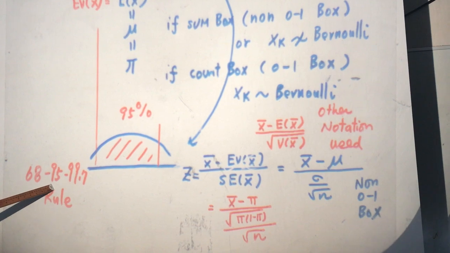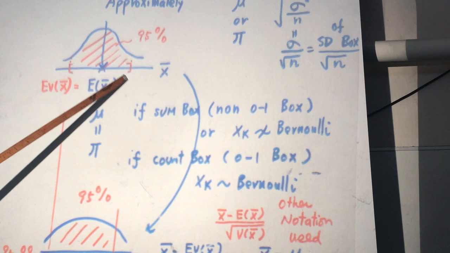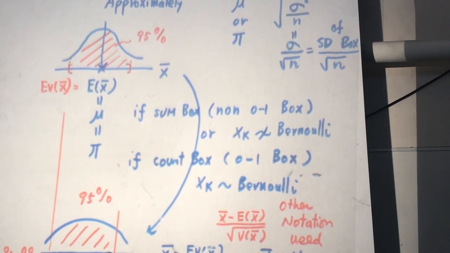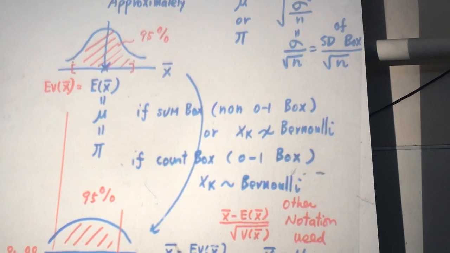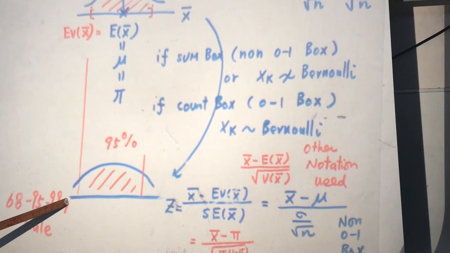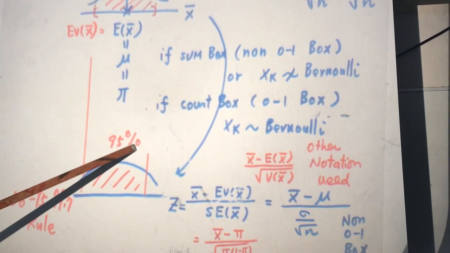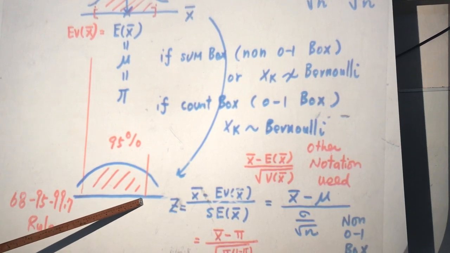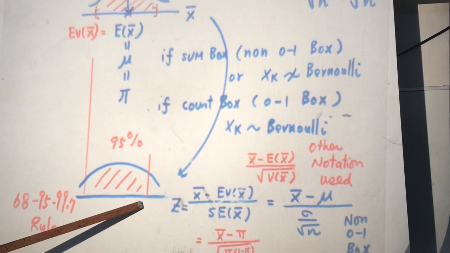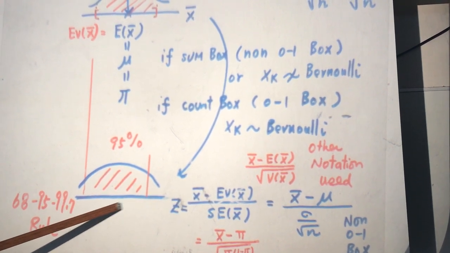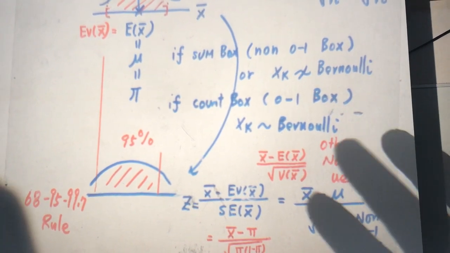It says within what? 2 sigma around the center, the area should cover what? 95%. But 2 sigma for standard normal is from -2 to 2, and that's just approximately 95%. If you look for exactly 95%, this is not 2, this is not -2. If you check your table, the closest number should be 1.95, and this one should be -1.95. It's not 2, although it's very close to 2, okay?